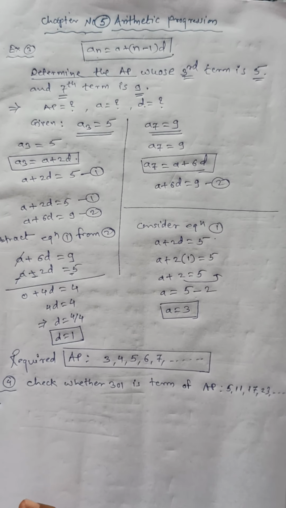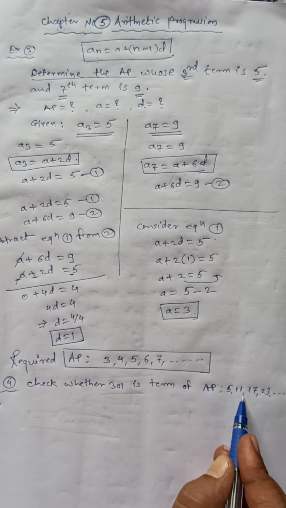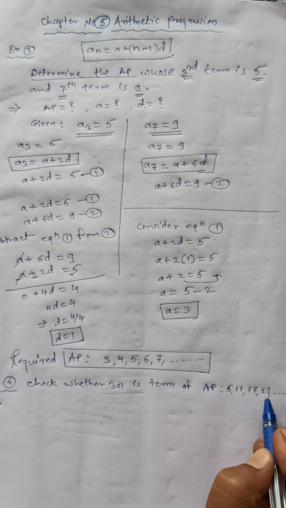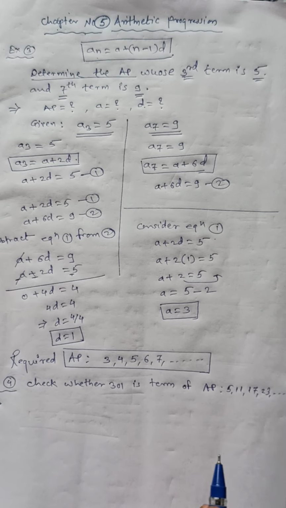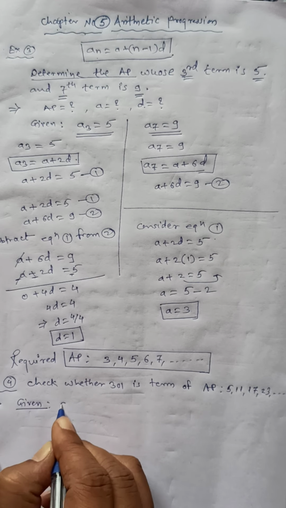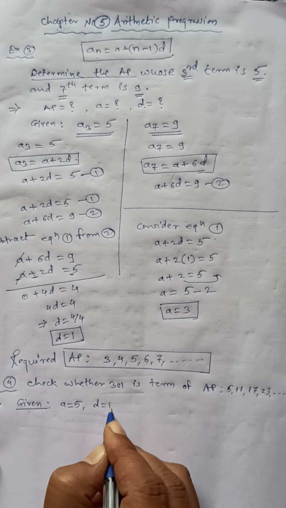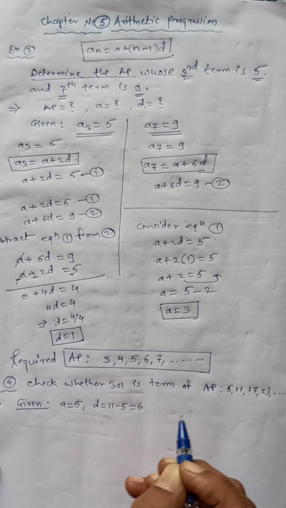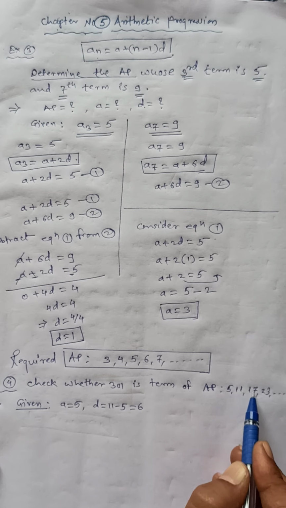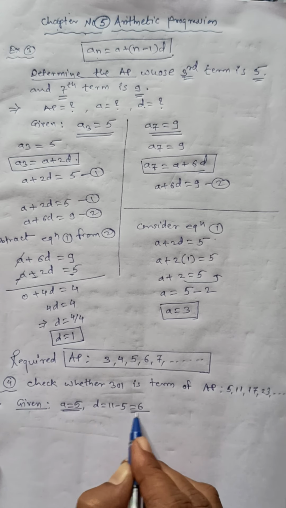Okay, next, example number 4. Check whether 301 is a term of the AP. We have to find out whether this AP contains the term 301. So how can we find it? See what is given here. The initial term a is equal to 5, and the common difference d is equal to 11 minus 5, which is 6. You can take 11 minus 5 is 6, 17 minus 11 is 6, 23 minus 17 is 6, everywhere it is 6. So a is 5 and the common difference is 6.